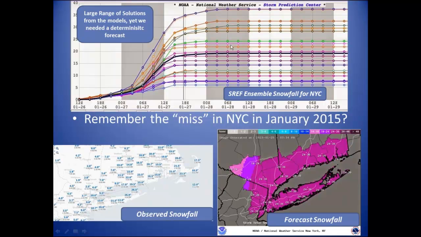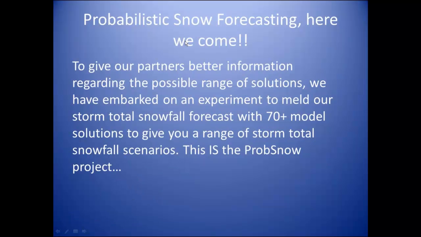So the question becomes, how do we better communicate the probabilities, the chances that something is going to occur, whether it's lesser snow or whether it's more snow? What we're going to try to do is give our partners, give you all better information regarding the ranges and the possible solutions.